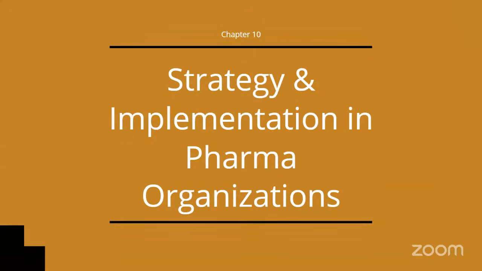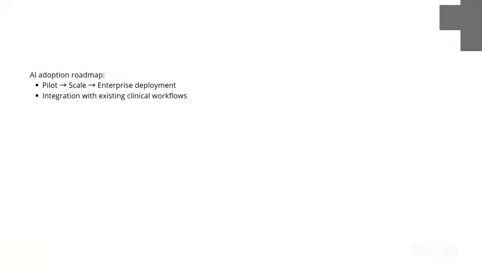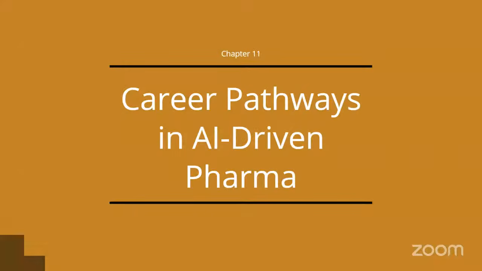Chapter 10 is strategy and implementation. Here, how does implementation happen in pharma organizations? We will be covering the AI adoption roadmap, pilot to scale enterprise deployment, integration with existing clinical workflows, building cross-functional teams of data scientists, clinicians, and regulatory experts, ROI measurement, cost reduction, faster time to market, and real-world case studies.